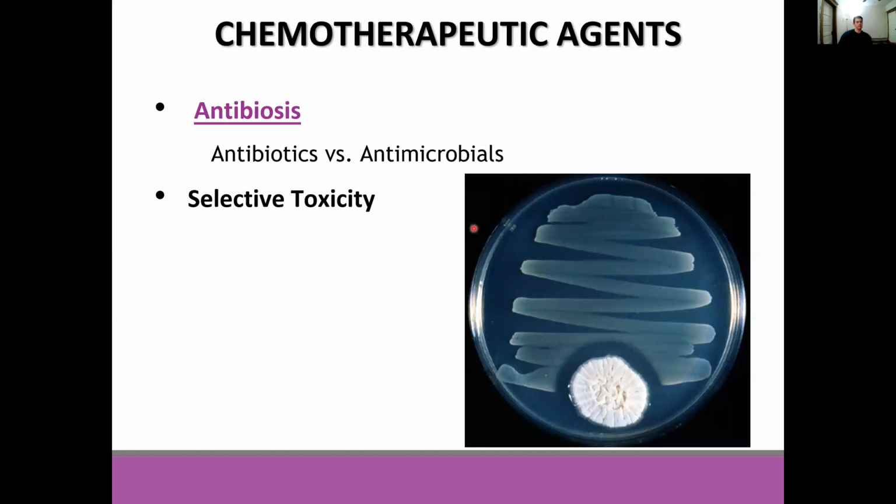If you look at this picture that we have here, this is a nice example of selective toxicity. There are two organisms growing on this media. There's Penicillium notatum, which is a fungus. You can see it over here. And then this Staph aureus, which is growing here. It's been streaked over here, and this is a bacteria. Notice that there's a clear area between the fungus and the bacteria called the zone of inhibition.